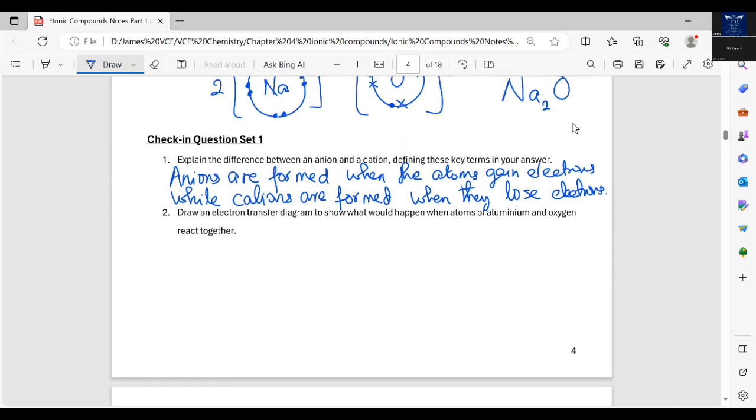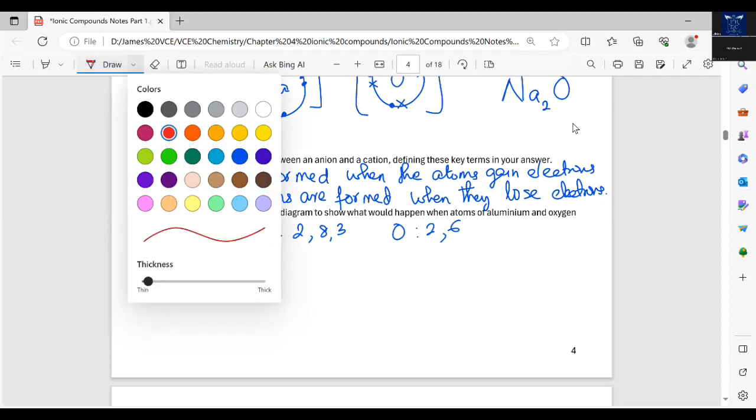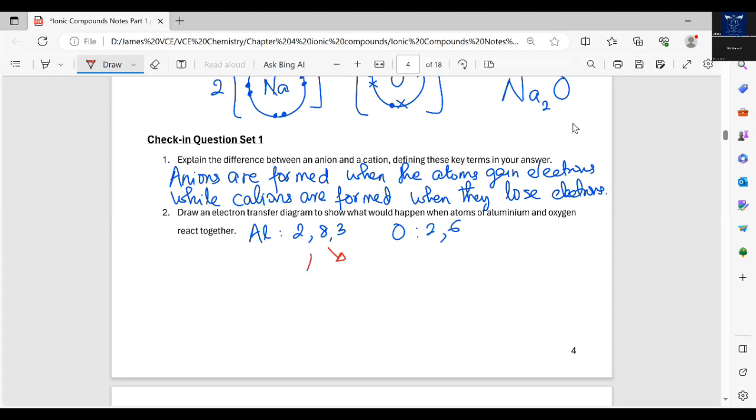Okay, can you try to draw aluminum and oxygen reacting together? Let's try. How many aluminum and how many oxygen will you need? Aluminum is 2,8,3, so it can lose 3 electrons. Oxygen is 2,6, so this one needs to gain 2 electrons.